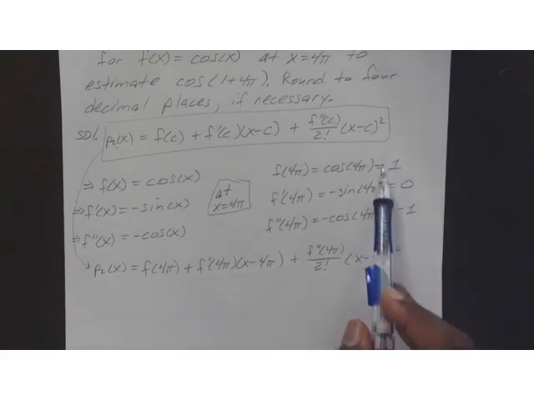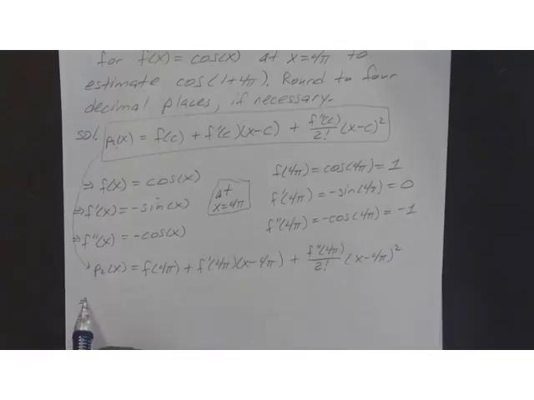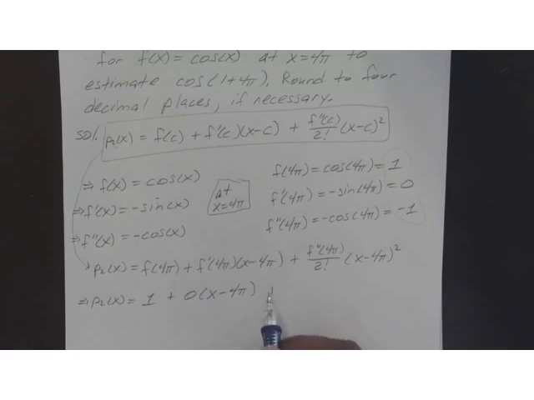Okay, so if we plug in all of our values, we know that p sub 2 of x, our second Taylor polynomial, is equal to f of 4 pi, which is 1, plus f prime of 4 pi, which is 0, times x minus 4 pi. You don't have to write that since it's multiplied by 0, but I'll do it anyway, plus the second derivative at 4 pi, so that's negative 1, divided by 2 factorial, times x minus 4 pi squared.